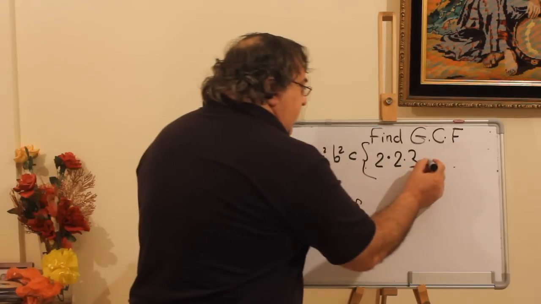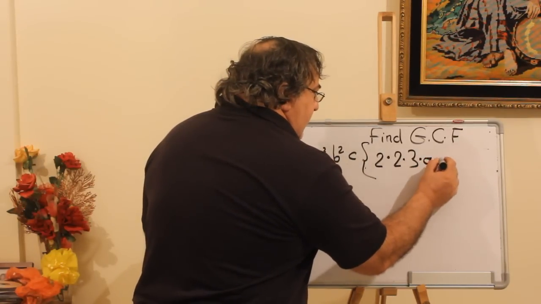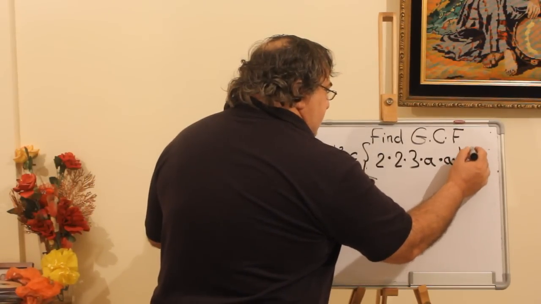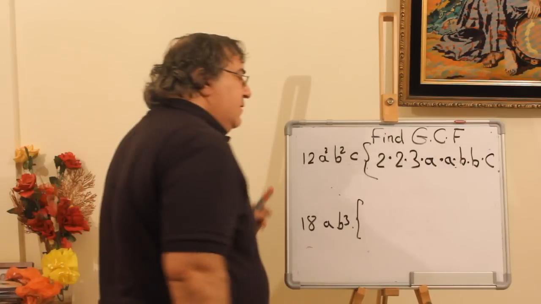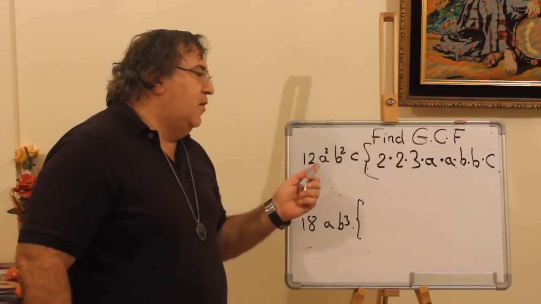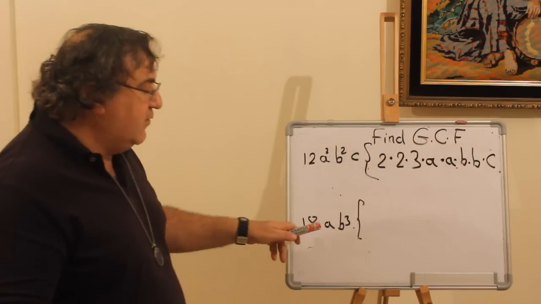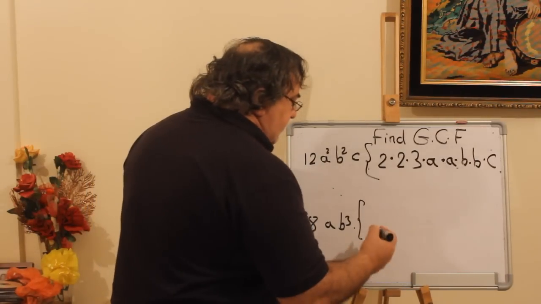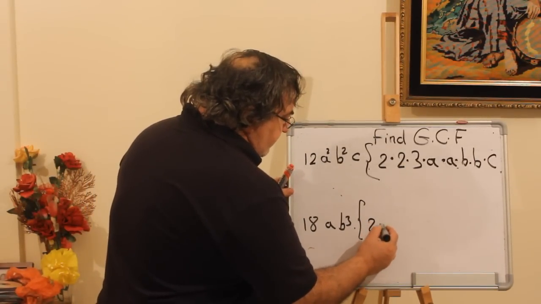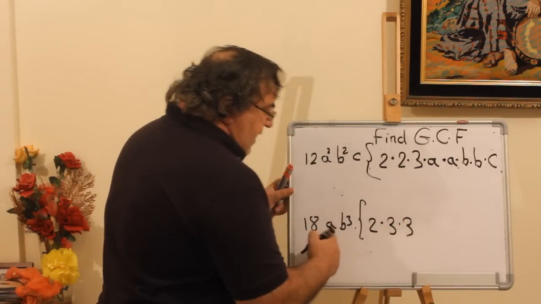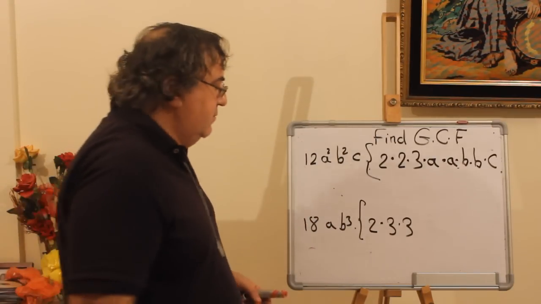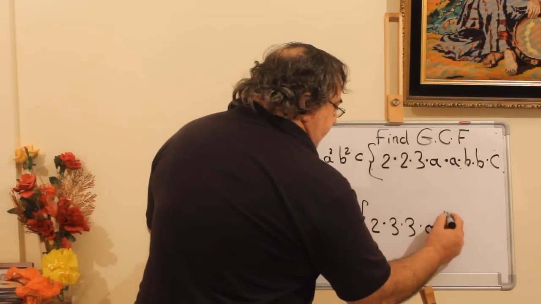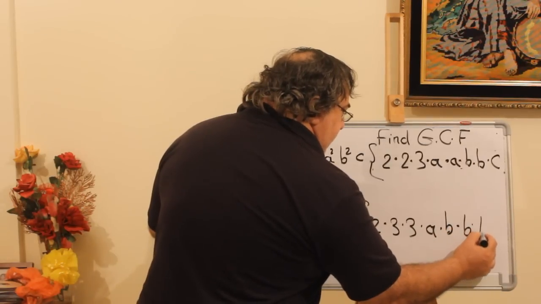For a squared, it is a times a, 2 times. b squared is b multiplied by itself twice, times c. Now, these are the factors of 12a squared b squared c. Let's do the factors of the second term, 18ab cubed. The factors of 18, using prime factorization or the classic one, is 2 times 3 times 3, and a is alone, so we keep it as itself. b cubed is b multiplied by itself 3 times: b times b times b.